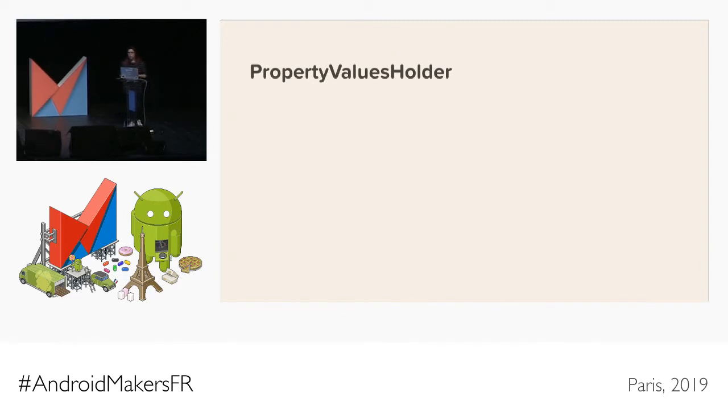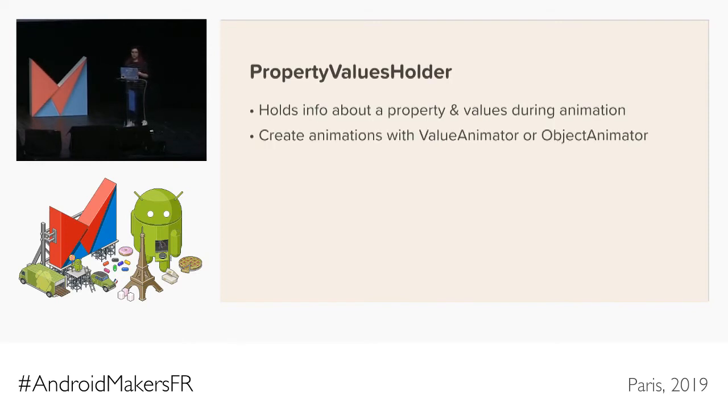We use a concept called a PropertyValuesHolder. This holds information about a property and its values during an animation. You can create an animation with the ValueAnimator or the ObjectAnimator if you want to. Basically, this gives the animation system access to properties on your view and information about what your view is currently holding.